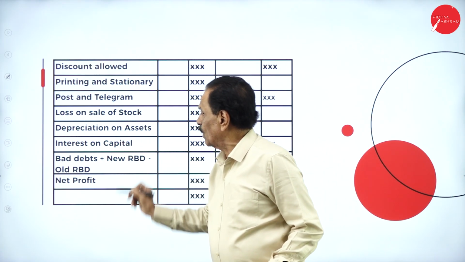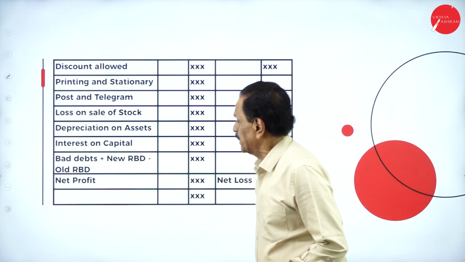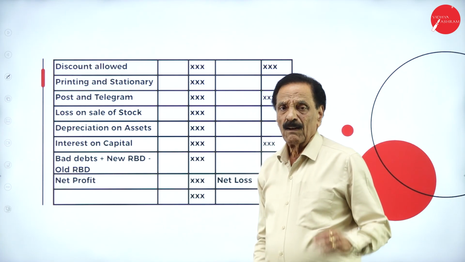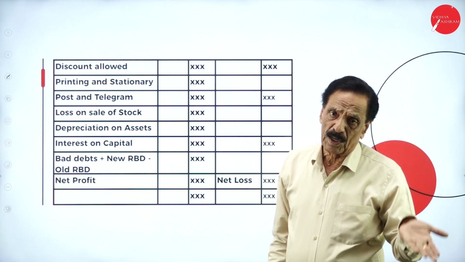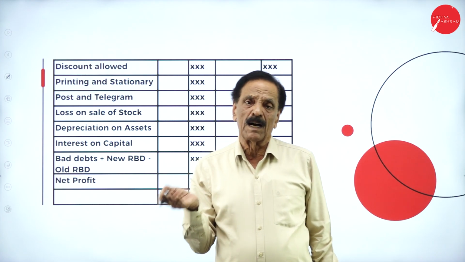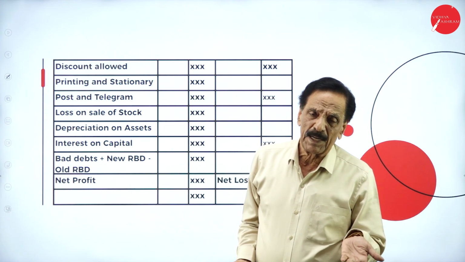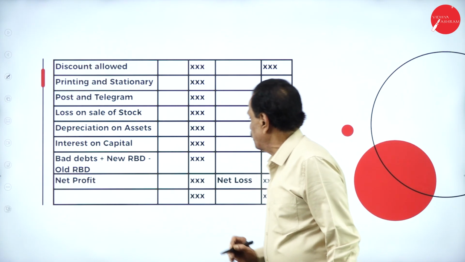Loss on sale of stock, I will explain. Depreciation on asset, interest on capital, bad debt plus new RBD minus old RBD. What's the formula? Bad debt plus new RBD minus old RBD. Whatever the RBD appears in the trial balance is called old RBD. Whatever the RBD appears in the adjustment, that's called new RBD. Then you have the net profit.